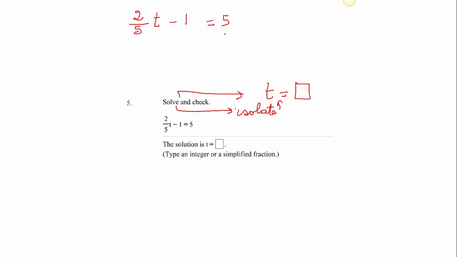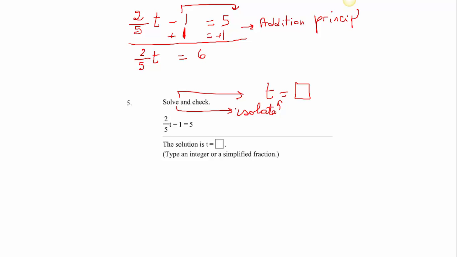Okay, how do we solve this equation? The best way is to start with the addition principle. We add the opposite of negative 1, which is 1, to both sides of the equation. So here, in order to move this negative 1 to the right side of the equation, we have to add its opposite. And this becomes 2 over 5 t. Negative 1 plus 1 is 0. 5 plus 1 is 6. So we start by applying the addition principle and adding the same number to both sides of the equation. That's what we call the addition principle.